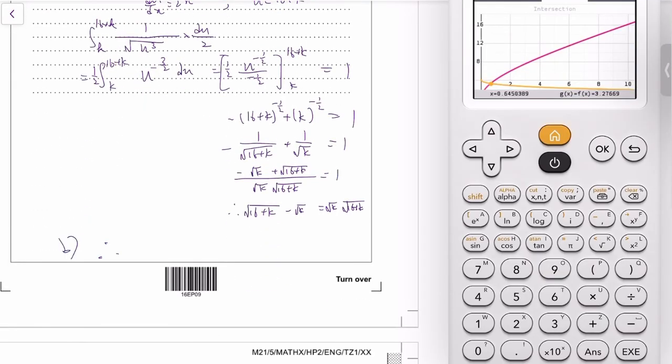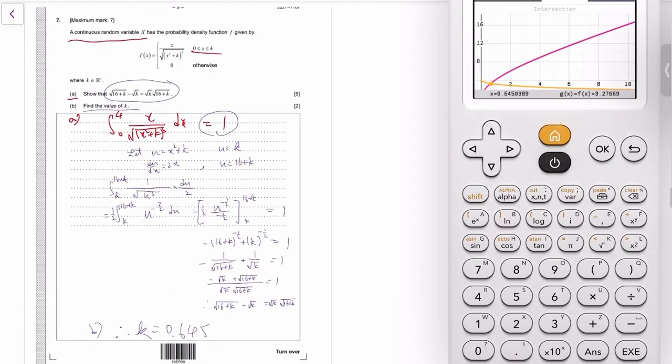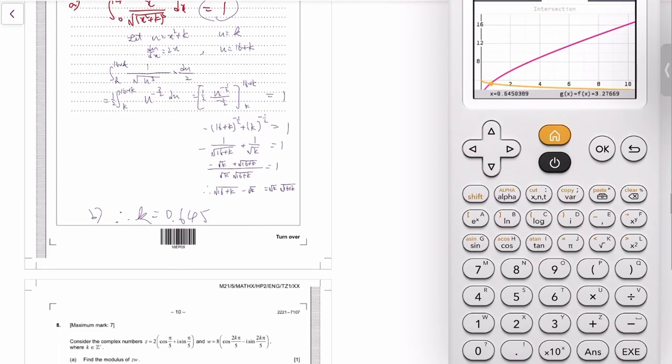So k is equal to 0.645. That should do the job.